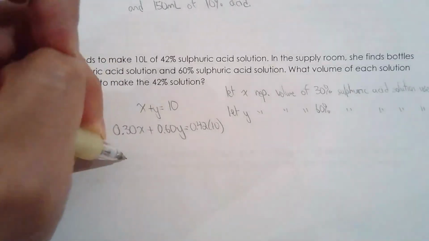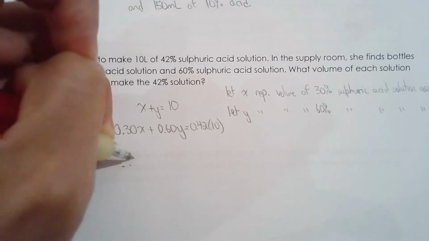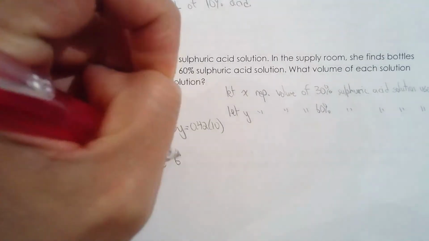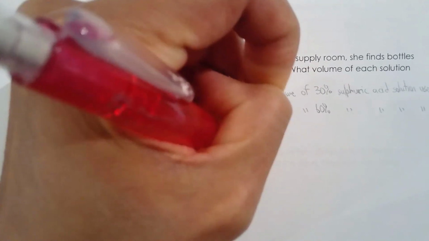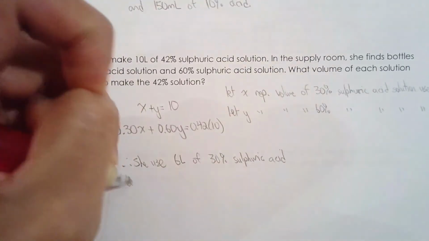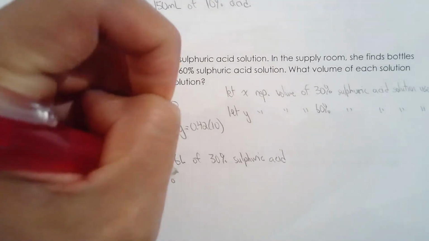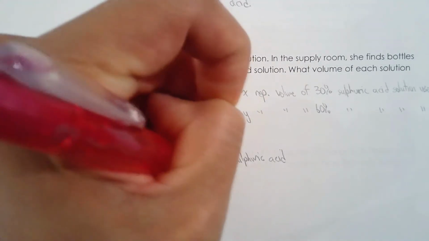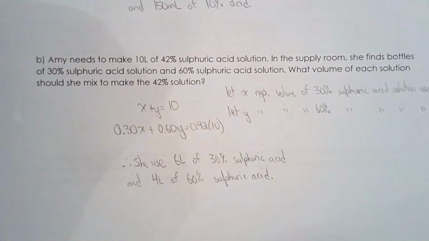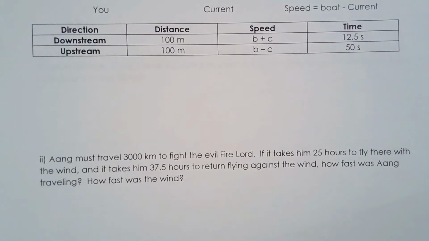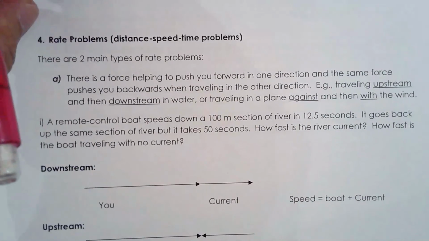All right, so that means therefore she used 6 liters of 30% sulfuric acid and 4 liters of 60% sulfuric acid. This is what we said earlier. She used more of the 30% stuff than the 60% stuff. Perfect. All right. Now let's do some rate problems here.